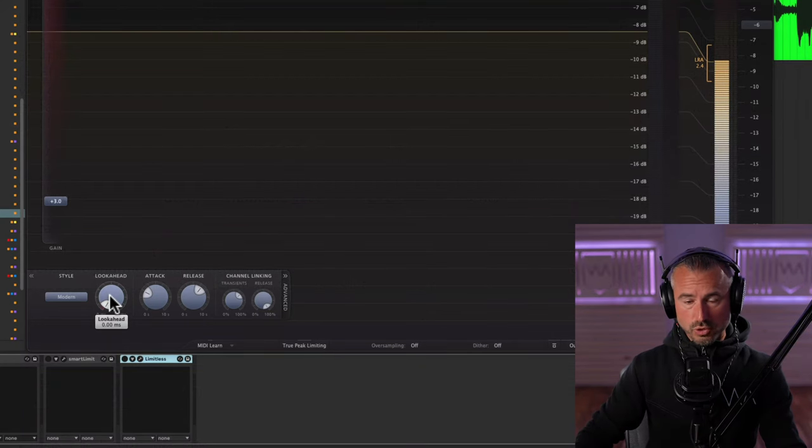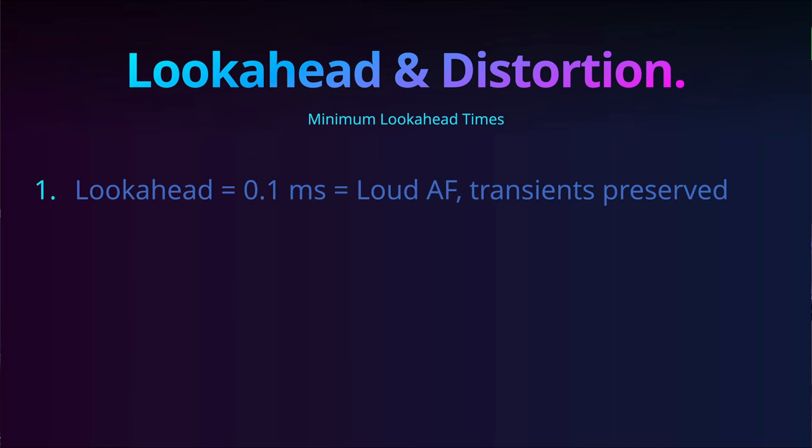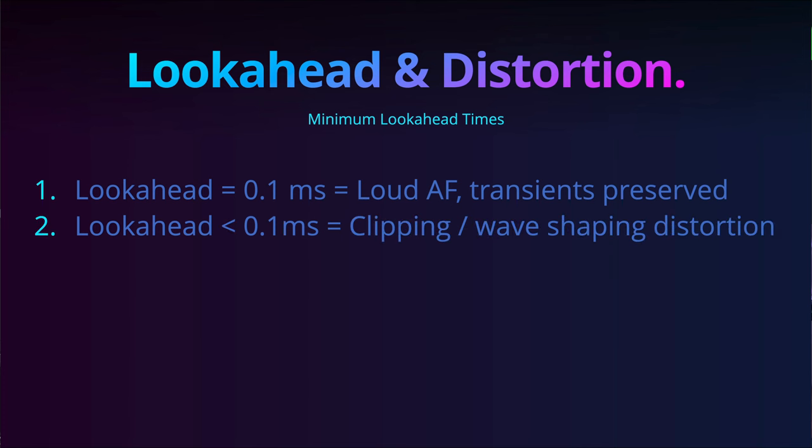If you want to avoid distortion, what FabFilter says, and what a lot of companies say, is that you should be at 0.2 milliseconds, 0.1 milliseconds at least. If you go less than that, you run the risk of having a gain change that is so abrupt that it can cause distortion, okay?